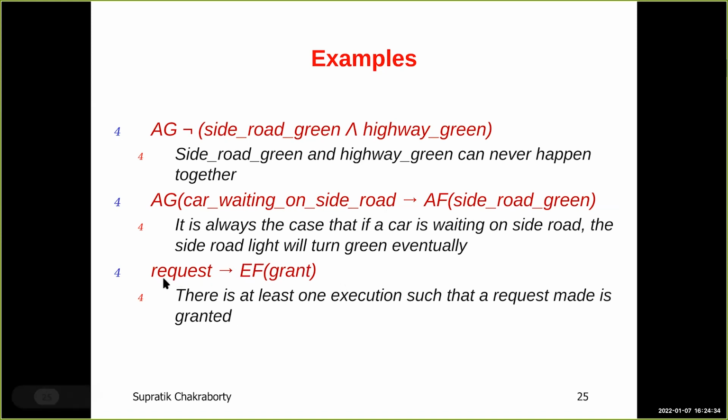Of course, if I write the formula like this, it is only talking about the starting state. If I want to put AG around it, then it will mean that in all the states, along all paths, in all the states, this property should hold: that if I make a request, then eventually along some path from that state, the grant will become high.